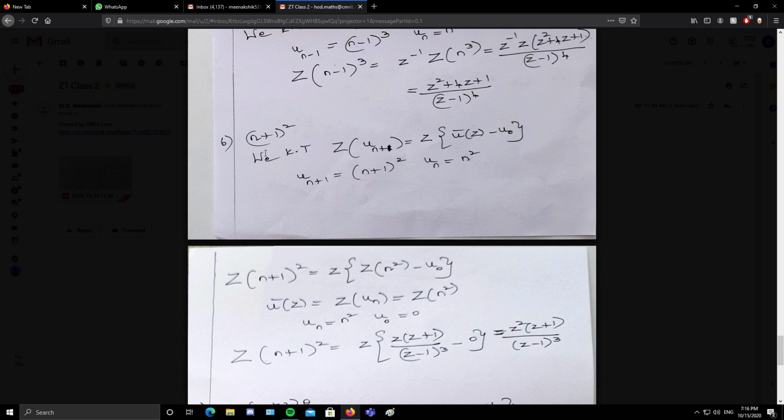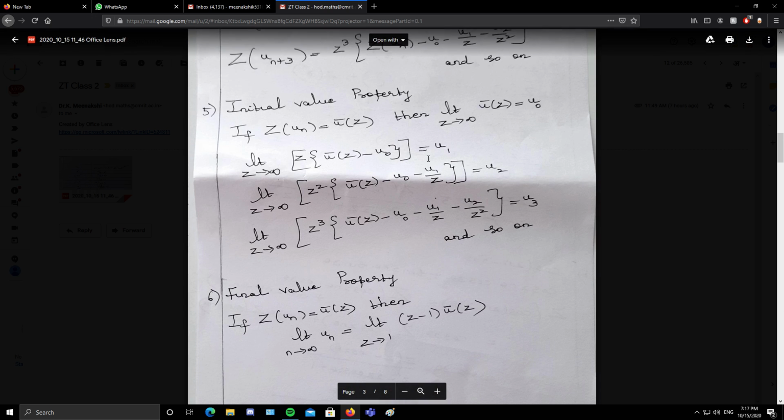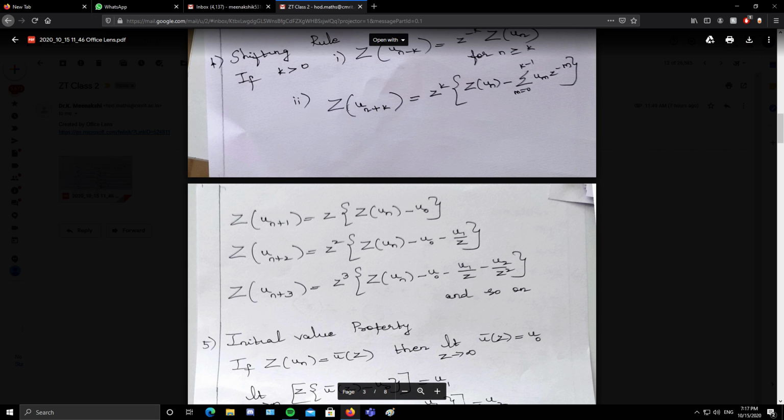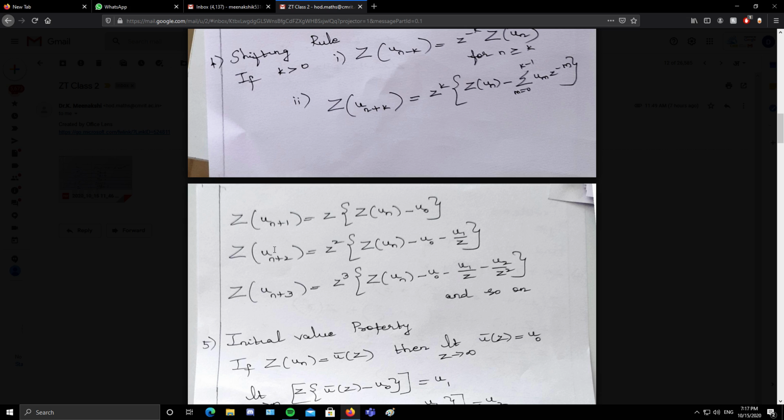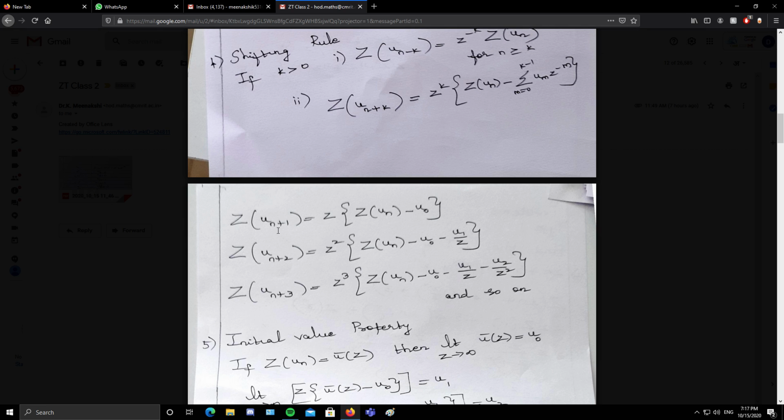Now we have the next problem, (n+1) whole square. So whenever you have n plus or minus k, it is the shifting property. So n plus 1. So you see here, in n plus k, you have three forms. You should remember by heart these three: z of u(n+1), z of u(n+2), z of u(n+3). So this is a formula in general, but in problems you will come across z of u(n+1), z of u(n+2), z of u(n+3). So remember these three by heart.